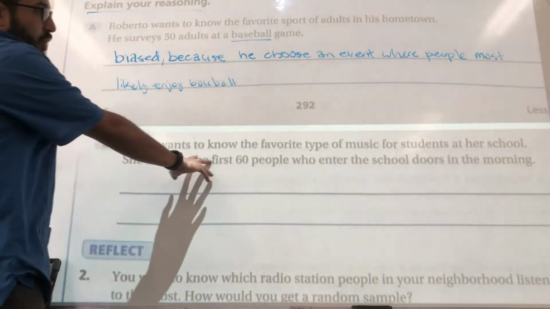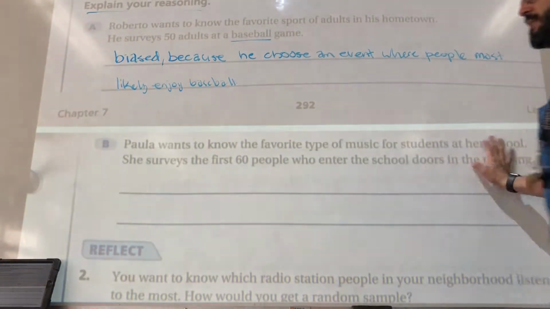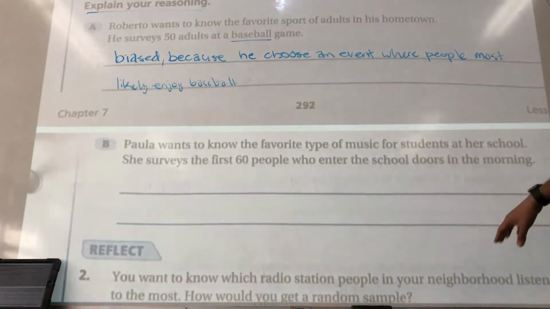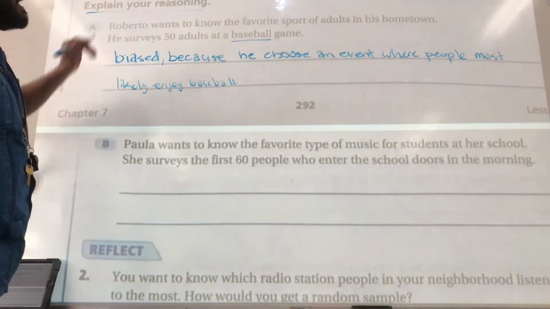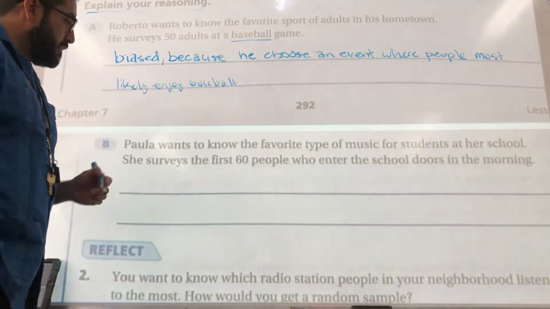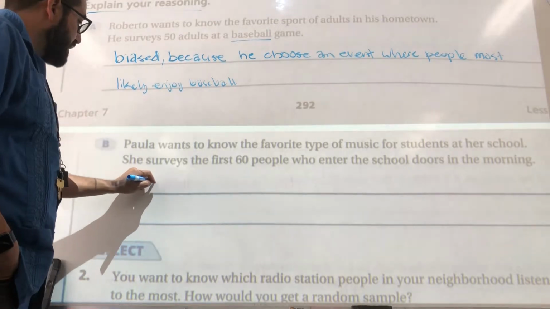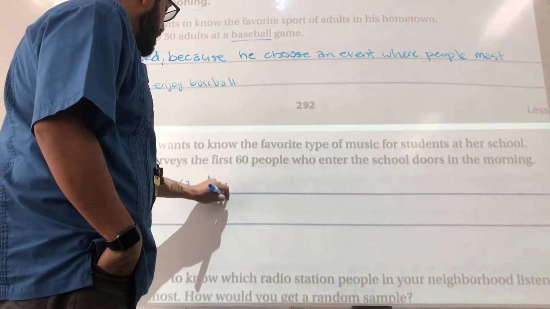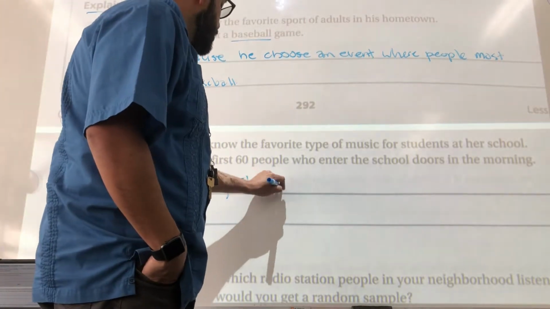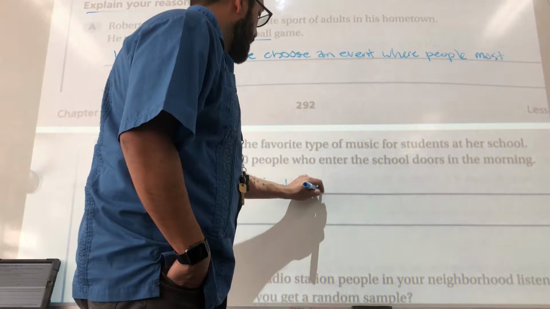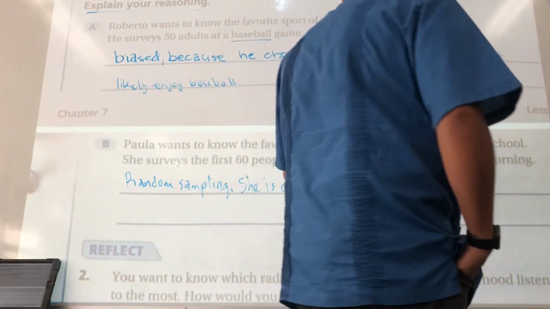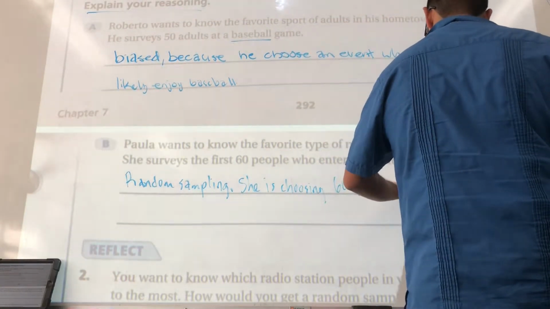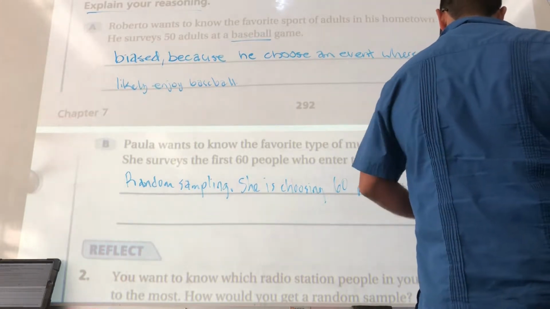All right, Paula wants to know the favorite type of music for students at her school. She surveys the first 60 people who enter the school doors in the morning. So, is this random sampling or biased sampling? What do you think? Right, it's random sampling. She is choosing 60 people at random.